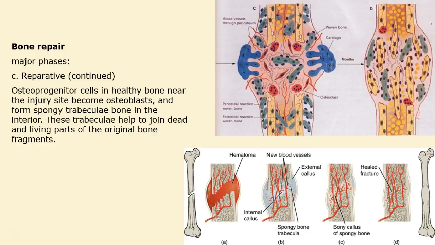The purpose of the trabeculae at this phase is to join the dead and the living parts of the original bone. So if you take a look at the diagram, I know it might look kind of funky there, but we're starting to see a piecing together of damaged cells that are still useful, at least for a while, with the new growth.